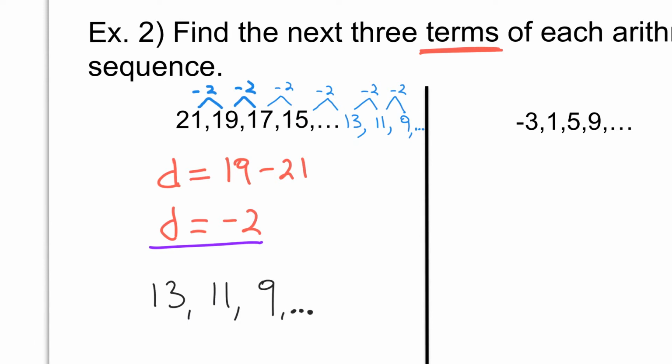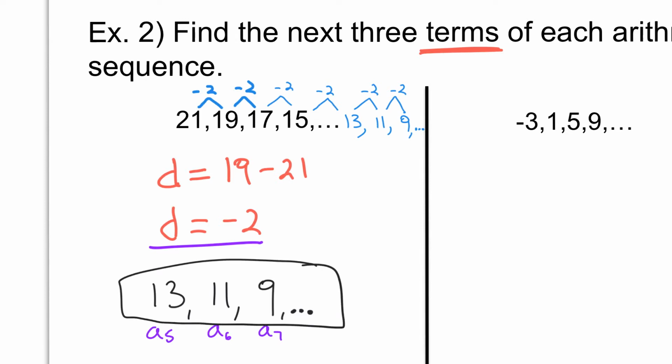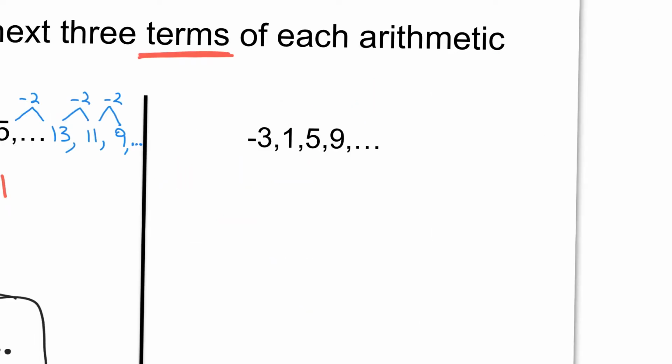Now remember that we found, let me just count here again, 1st term, 2nd term, 3rd, 4th. So this is the 5th term. We found the 5th term, a sub 5, the 6th term, a sub 6, and the 7th term, a sub 7. Now the answer is actually these 3 numbers here, 13, 11, and 9. Now on this one here, again, we have to find the next 3 terms. So let's count how many terms we have now. 1 term, 2, 3, 4 terms. So again, we're looking for the 5th, the 6th, and the 7th term.